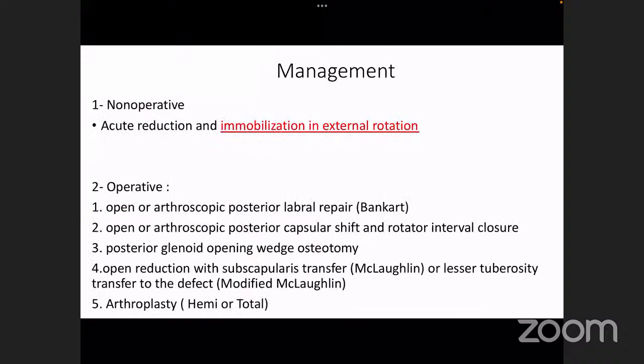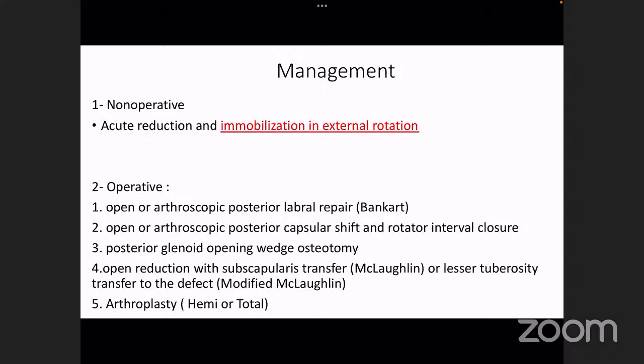The management mainly will be non-operative with reduction, but you can go for either open or arthroscopic posterior labral repair, the posterior Bankart, or open or arthroscopic posterior capsular shift with vertebral closure. In the setting of chronic injury, so more than 6 weeks of posterior dislocation, you can go with the McLaughlin or the modified McLaughlin procedure.